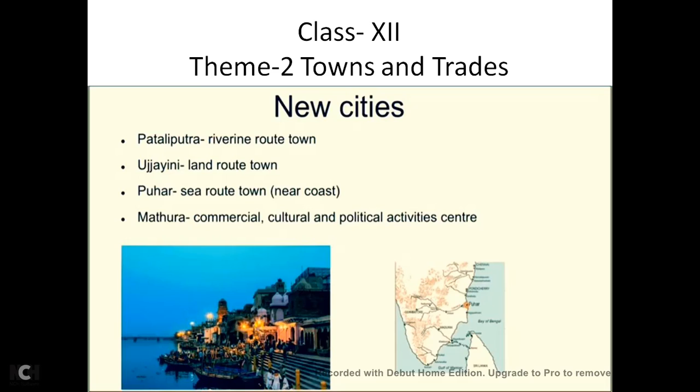In new cities, we see the urban centers that emerged in several parts of the subcontinent from the 6th century BC. Many of these were the capitals of the Mahajanapadas. First of all, I am telling you that the major towns were located along the routes of communication.